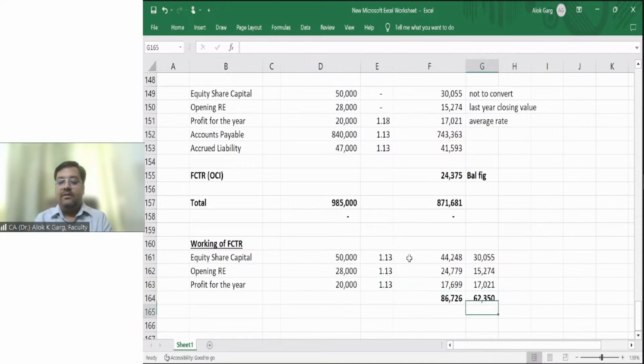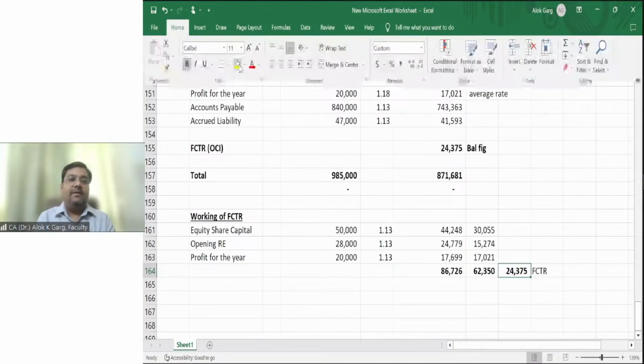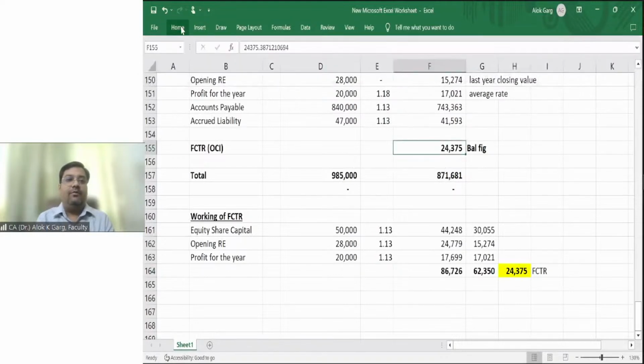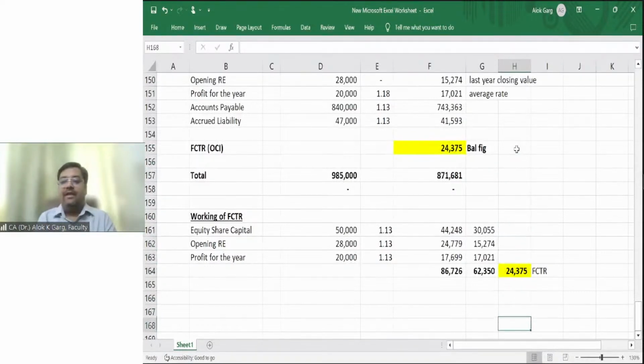The total is 3,223,350. The difference from closing value to the different values will go to the FCTR. 24,375, it is FCTR, right? This is my FCTR. This value is the same, 24,375. So either it could be a balancing figure, or you can calculate this FCTR by applying the closing rate to those items on which the closing rate has not been applied. The differential will go to the foreign currency translation reserve. Yes, I hope you have understood this.